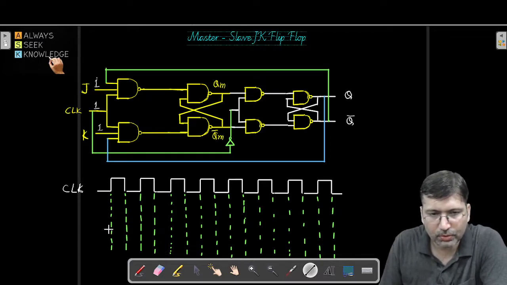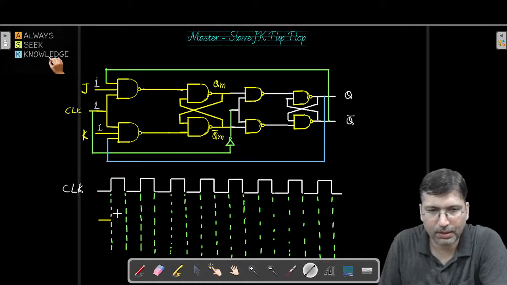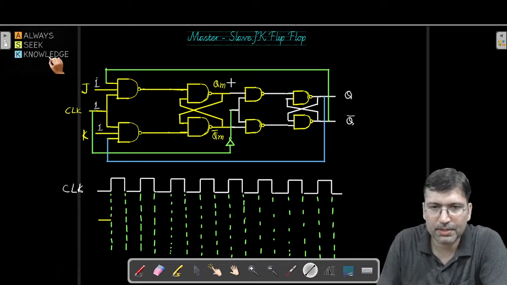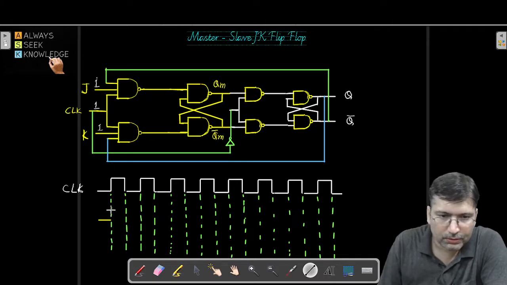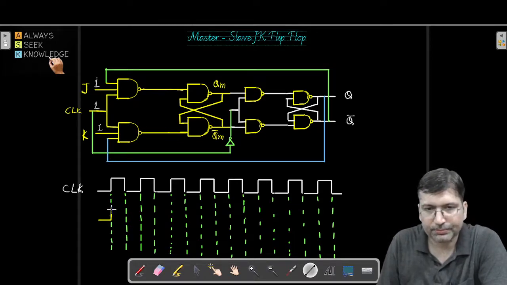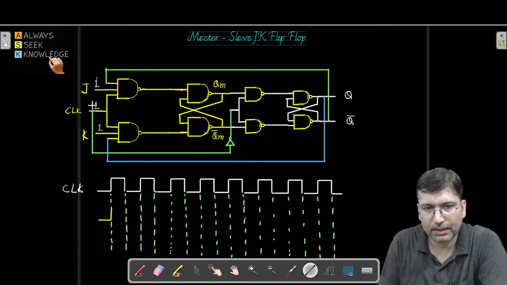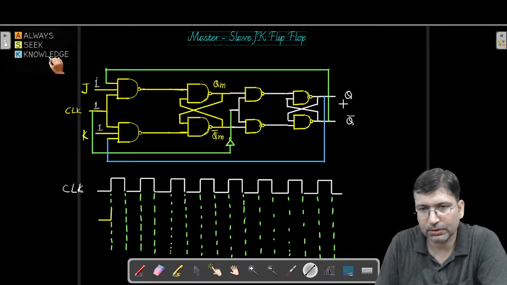Initially, I assume that QM was 0. So let's say if QM is 0, once this clock will become high, the QM will toggle, right? So if initially it was 0, the clock is high, J and K already I am assuming both are high. So it will toggle and it will become 1. Now after it becoming 1, this circuit is 1, but when this clock is high, this is low. So whatever the Q was, it will remain.